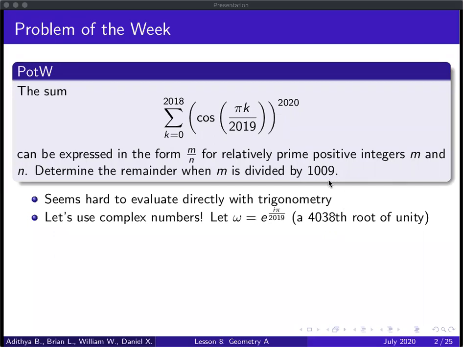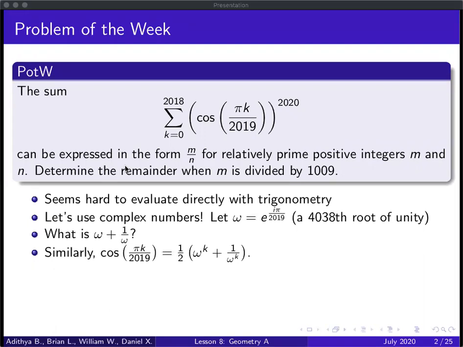So can anybody tell me what omega plus 1 over omega is? Yeah, it's going to be 2 times the real part of omega, which is in this case the cosine of pi over 2019. So it's going to be 2 times the cosine of pi over 2019. And we can generalize this for omega to the k, namely omega to the k plus 1 over omega to the k is equal to 2 times cosine pi k over 2019. So we can write it in this form.